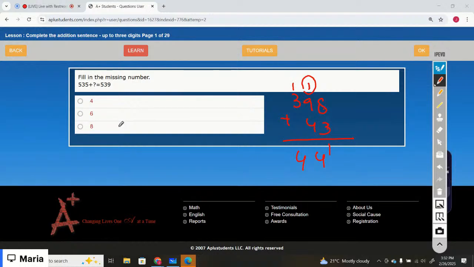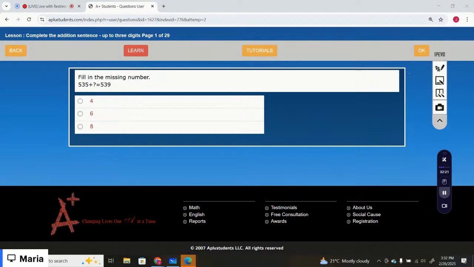You are given three options. You can try with the options. Start with the first one, that is 535 plus 4. 5, 6, 7, 8, 9. So 5 plus 4 is 9. 3 and 5. That is 539. So that means 4 is the correct option. If you add 4 to 535, that equals 539. Option number 1 is the correct option.